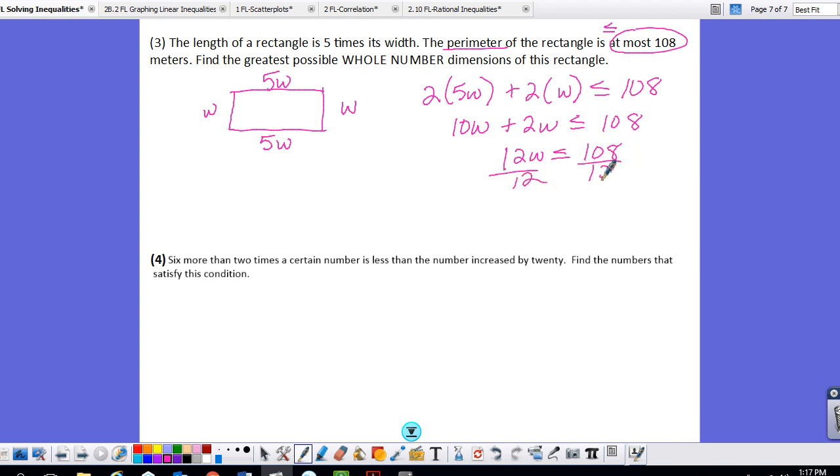Divide by 12. I don't need to flip my sign because I'm not dividing by a negative. So W is less than or equal to 9. So it says, find the greatest possible whole number dimensions. So W could be 9, or it could be 8, or it could be 7. So we could keep going down with W. So the greatest one would be a width of 9, which would mean our length would be 5 times as big, which is 45. And this is all in meters.